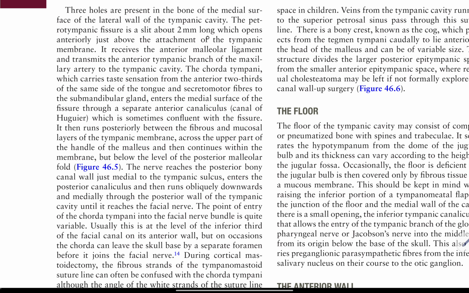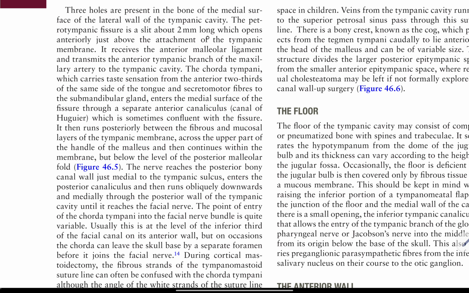cavity. The chorda tympani, which carries taste sensation from the anterior two-thirds of the same side of the tongue and secretomotor fibers to the submandibular gland, enters the medial surface of the fissure through a separate anterior canaliculus, the canal of Huguier, which is sometimes confluent with the fissure.